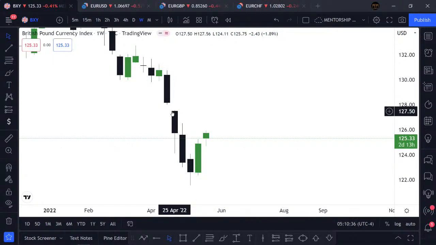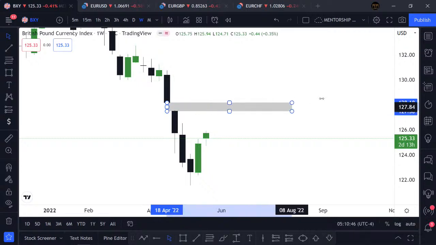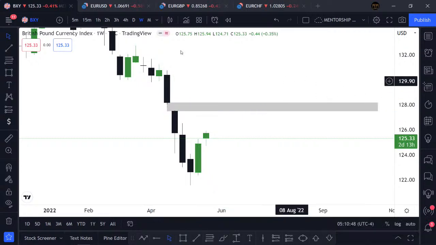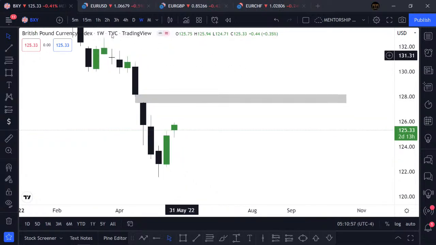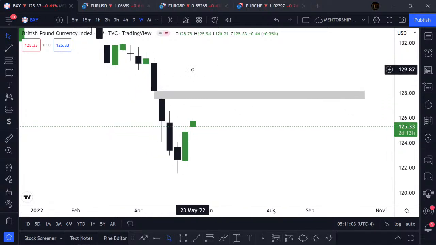You see this imbalance here? Well, I would wait to see price trade to this imbalance before I look for opportunities to go short on the pound cross. Okay, that is the pound dollar, the pound anything. This is a weekly chart. Okay, so every candle here represents a week, 1 week.